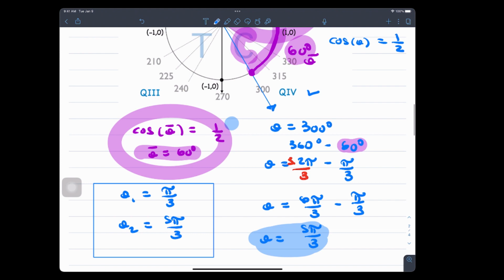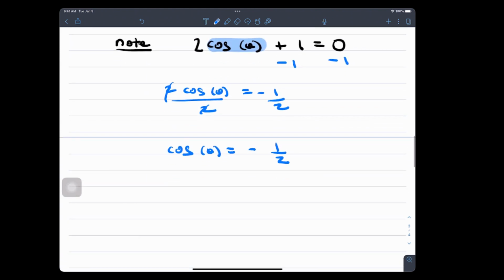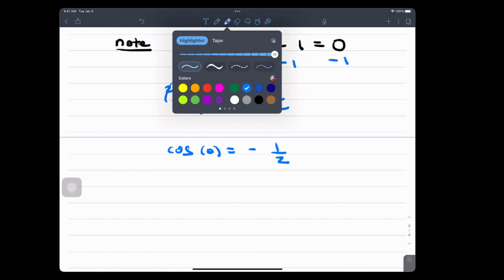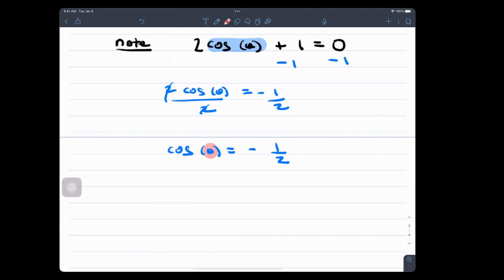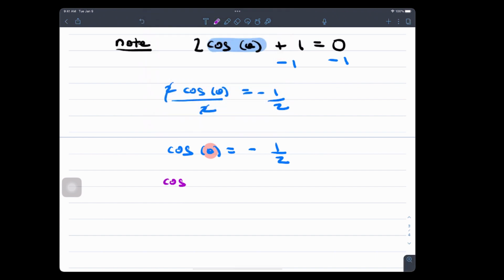Okay? It's very much related. So that's why I'm calling it a note here. You say, how is this related? Because remember, if we were to try to solve for theta, we want to know what theta is. What's the angle? Do you guys know what you have to do now, right? You're going to have to go now to that reference angle being positive 1/2.